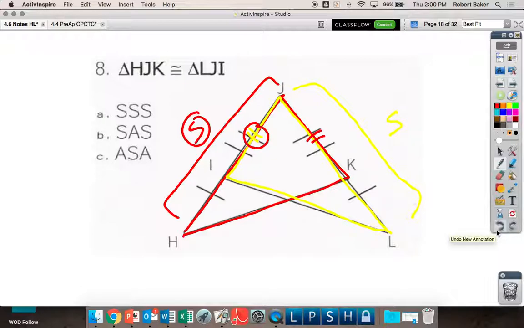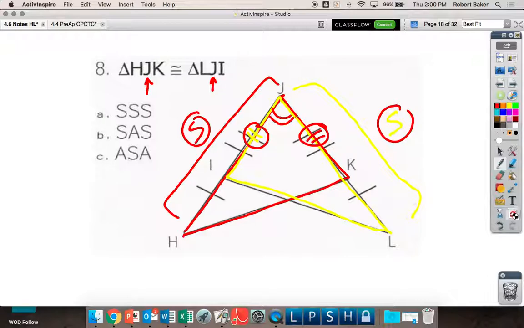So right now we have 2 pairs of congruent sides. What is the only answer choice that has 2 S's in it? A and B do, right? I wonder if they share an angle. Yeah, they share this angle J. So it is SAS.